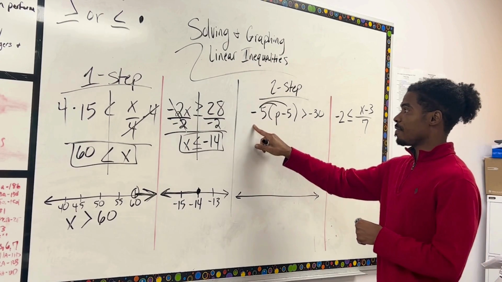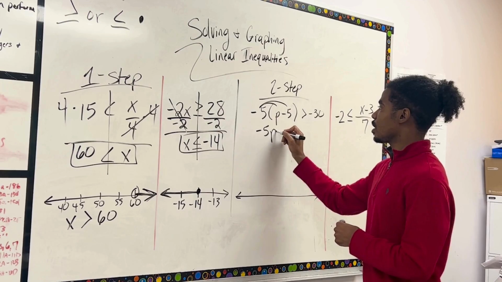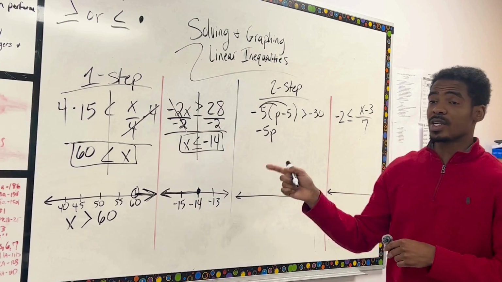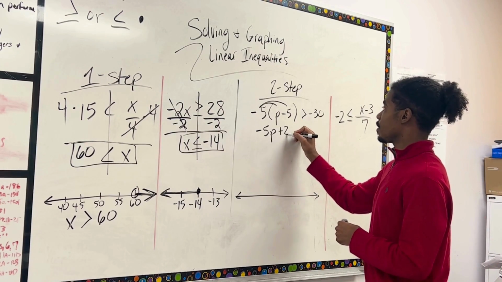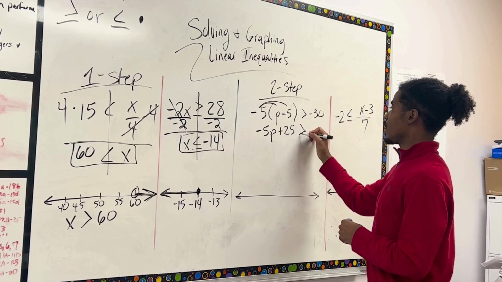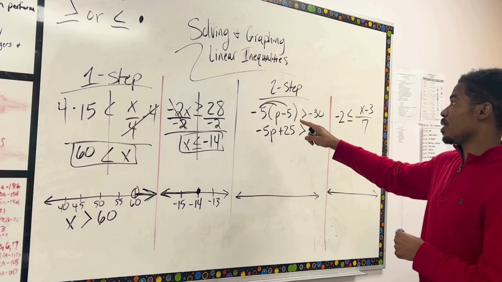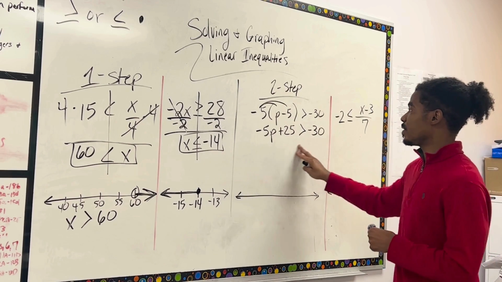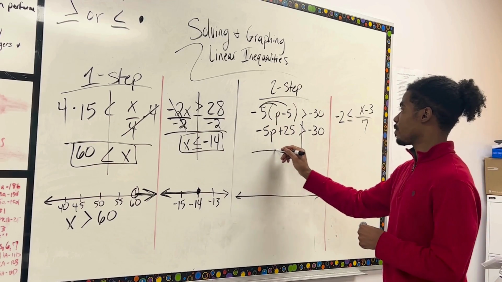So I've got -5 times p, which is -5p. And then what's a -5 times a -5? That's a +25. And then that is greater than -30. Great job. Okay, so I've distributed. I can't combine any of these terms, so we can go ahead and use our four-way stop to solve.